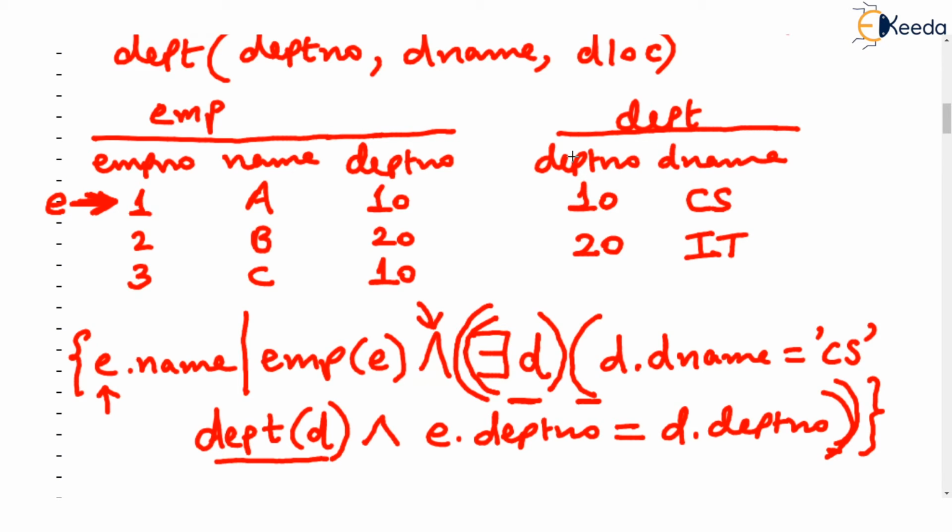Now this condition or this particular description has been added over here. Many students might feel that this should be added right in the beginning. That's not the point. Anyway, you are adding all these things. So D dot dname must be CS, first thing, and department D means D is ranging over all the departments, and the department number of E should be equal to department number of D. Okay, where were we?